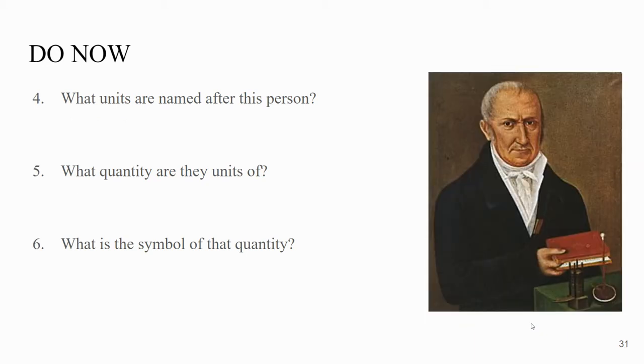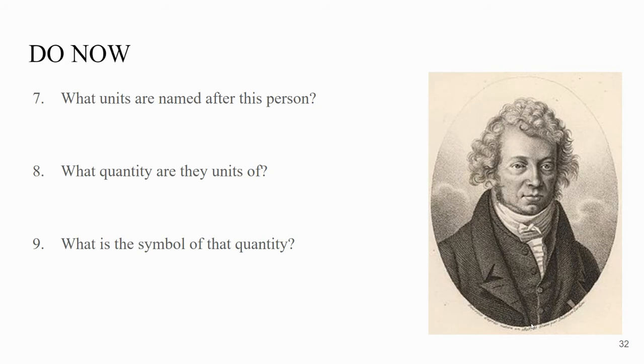Now, what units are named after this person? Well, this is Volta, so it's volts. What quantity are they units of? Those are units of potential difference or just voltage. Voltage is often easier. And what is the symbol of this quantity? It's V, or delta V if you're emphasizing that it's a difference in potentials. And this is the guy we learned last time. This is Ampere. Amperes or amps are units of current, and the symbol of current is I.